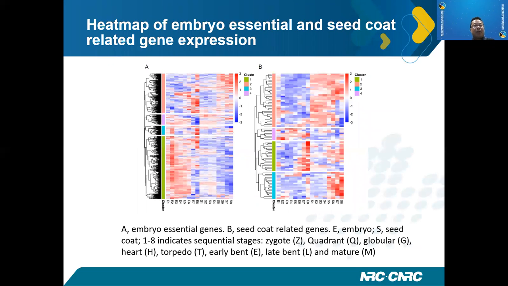Here is a heat map of embryo-essential and seed coat-related gene expression. From this heat map, A is embryo-essential genes, and B is seed coat development-related genes. And we can see that during the development stage, the transcriptomes of the embryo and the seed coat are quite different.